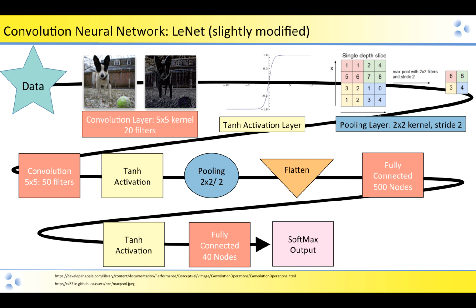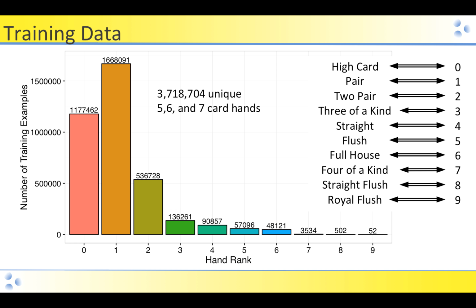So it's a fairly standard small convolution neural network. And the convolution layer means that I can pick out the features where the patterns are based on runs or pairs or 3 of a kind or 4 of a kind.